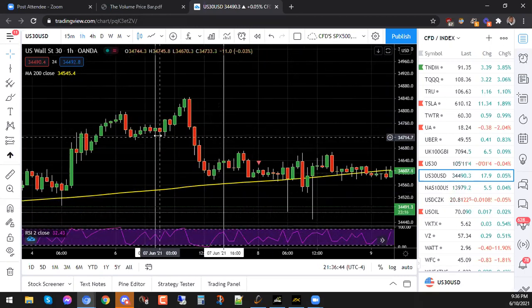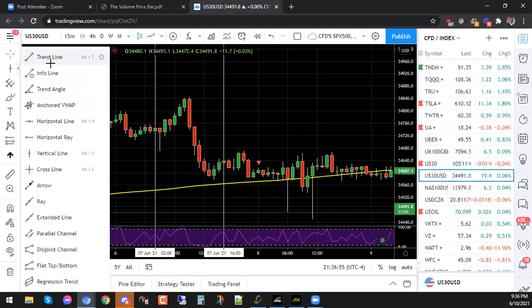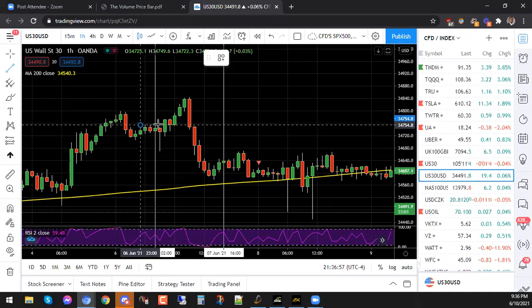Now, in a case like this, let's make this a little bigger. In a case like this, you can see that on the close of the 2 a.m. candle, we have price being flat at that time. So don't forget your trend lines.